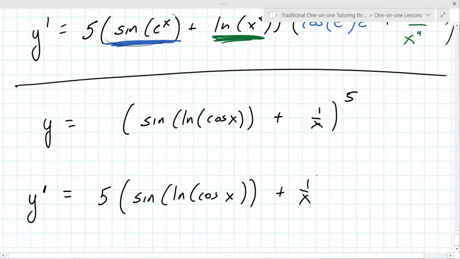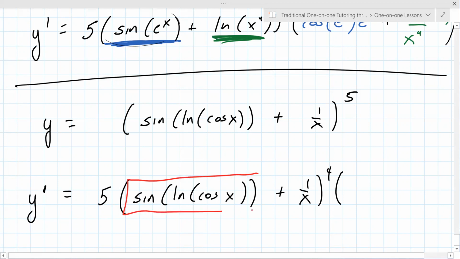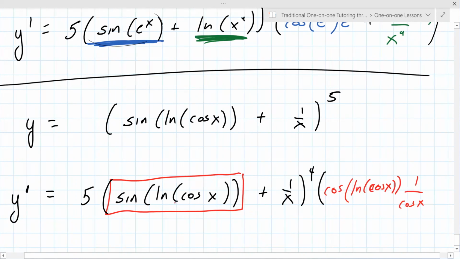And you keep the inside function. I think that's really clear. Now you have to take the derivative of everything in red here, which is like a problem we did earlier. Cosine of what? Cosine of 1 over... nope, you got to keep the inside. You got to keep all that stuff. Then you take the derivative of ln, which is 1 over cosine x, and then you have to take the derivative of cosine, which is negative sine.